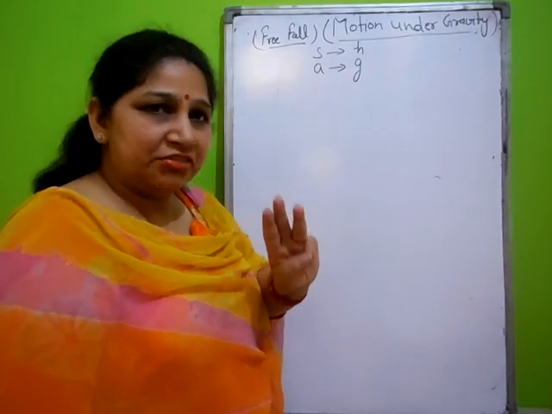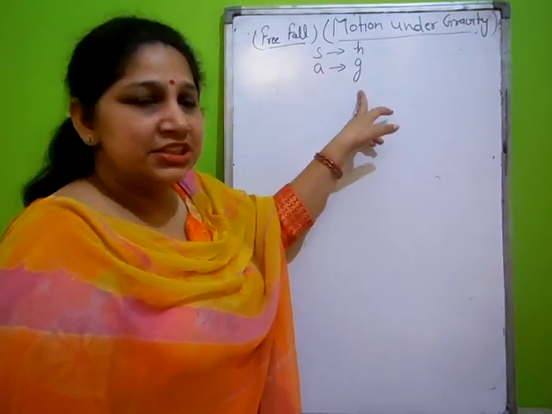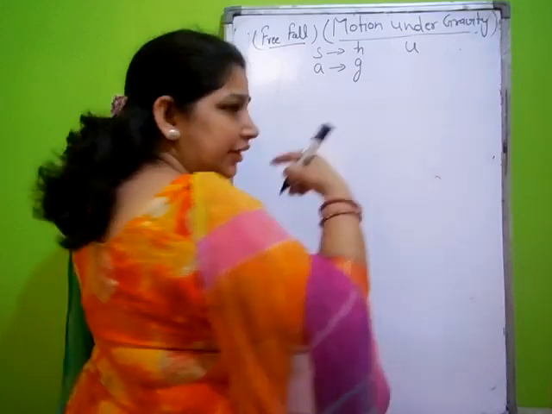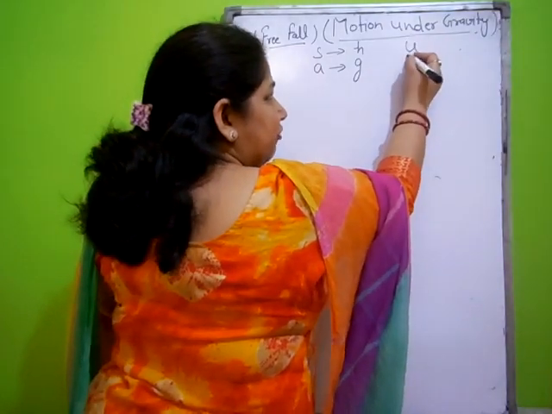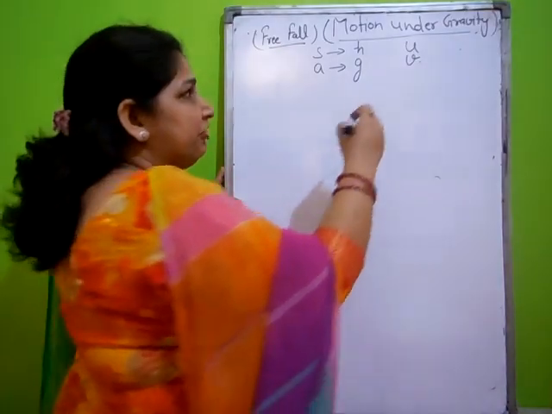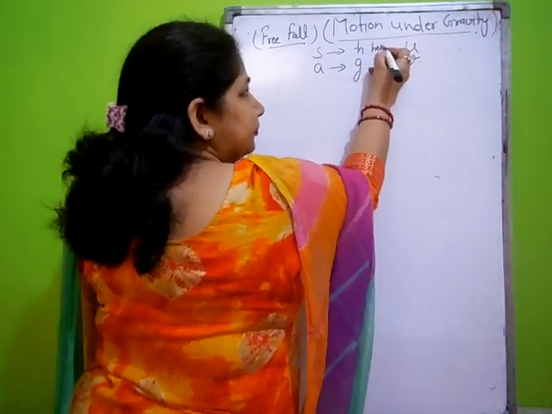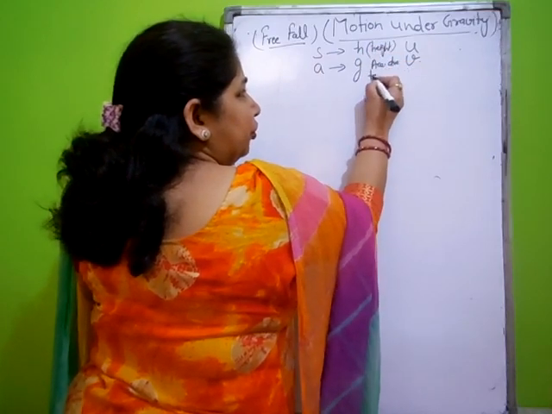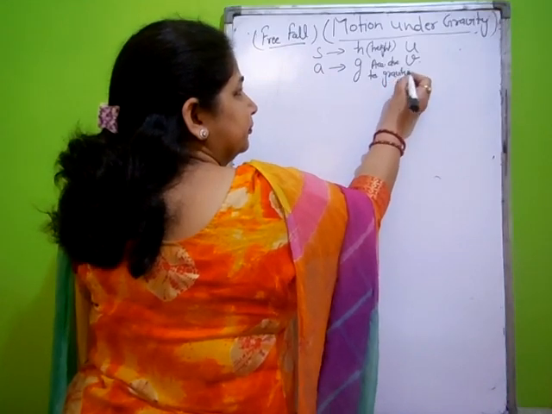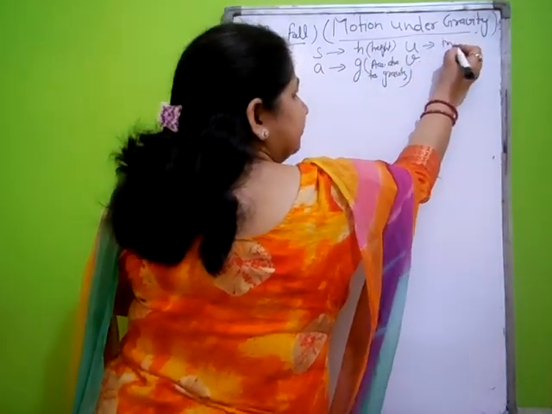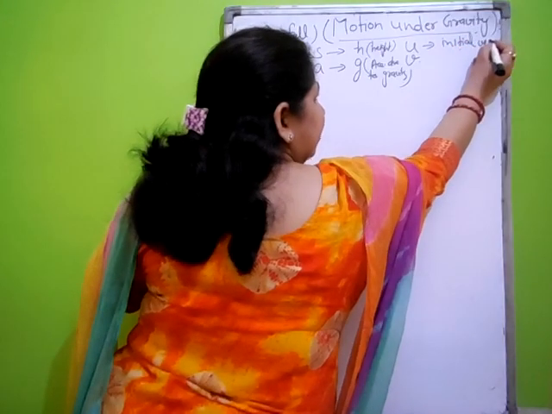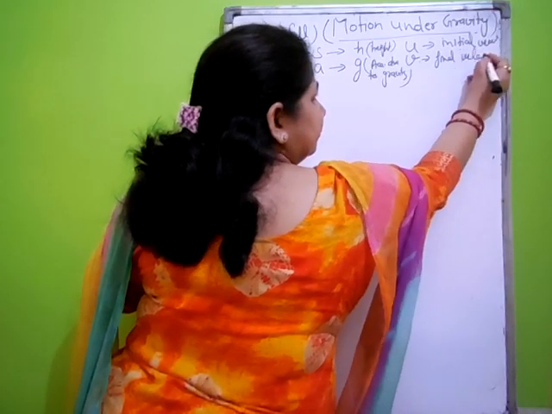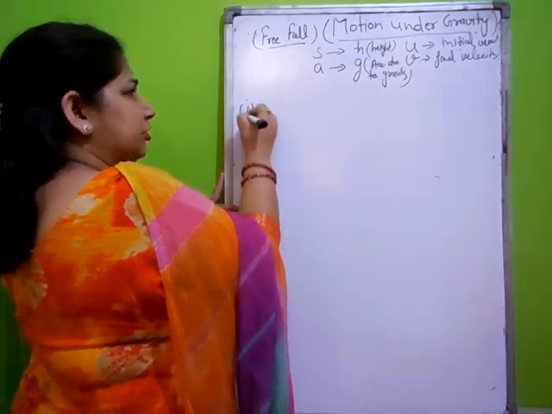Meaning in these three equations of motion, we will represent A as G. We will represent S as H. U will remain the same as in horizontal motion, the initial velocity. V will remain the same as in horizontal motion, the final velocity. H is the height, G is the acceleration due to gravity, U is the initial velocity, V is the final velocity. What do we have? We have three equations of motion.